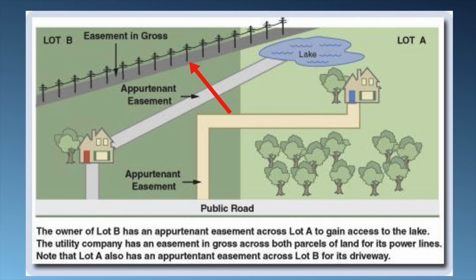All right, let's break this down. So it arises when you have a servient piece without a dominant piece. Let's go back to the picture. On the easement in gross, we have the telephone lines, right? Because typically this is going to be reserved only for utility companies. So for electric lines, power lines, telephone lines, gas companies, things like that. Those are the entities that we utilize in easement in gross.